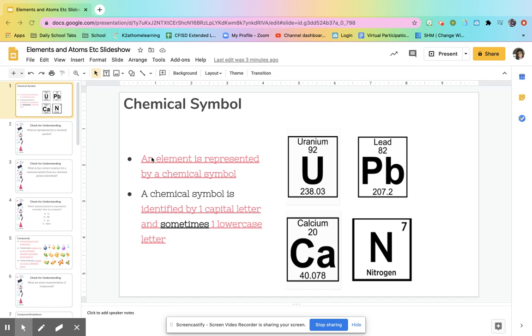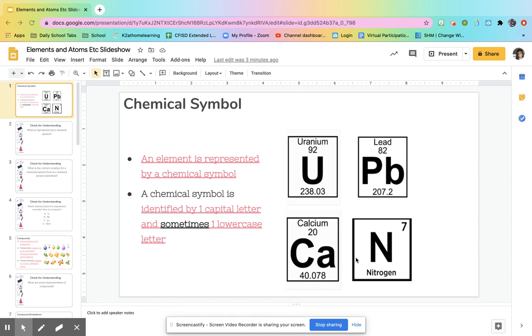All right, guys, so we're going to go over a few more things. So one, I want to talk about what is a chemical symbol. So these are all chemical symbols here. An element is represented by what we call these things, right? A chemical symbol. When you look on the periodic table, they'll look similarly to this.